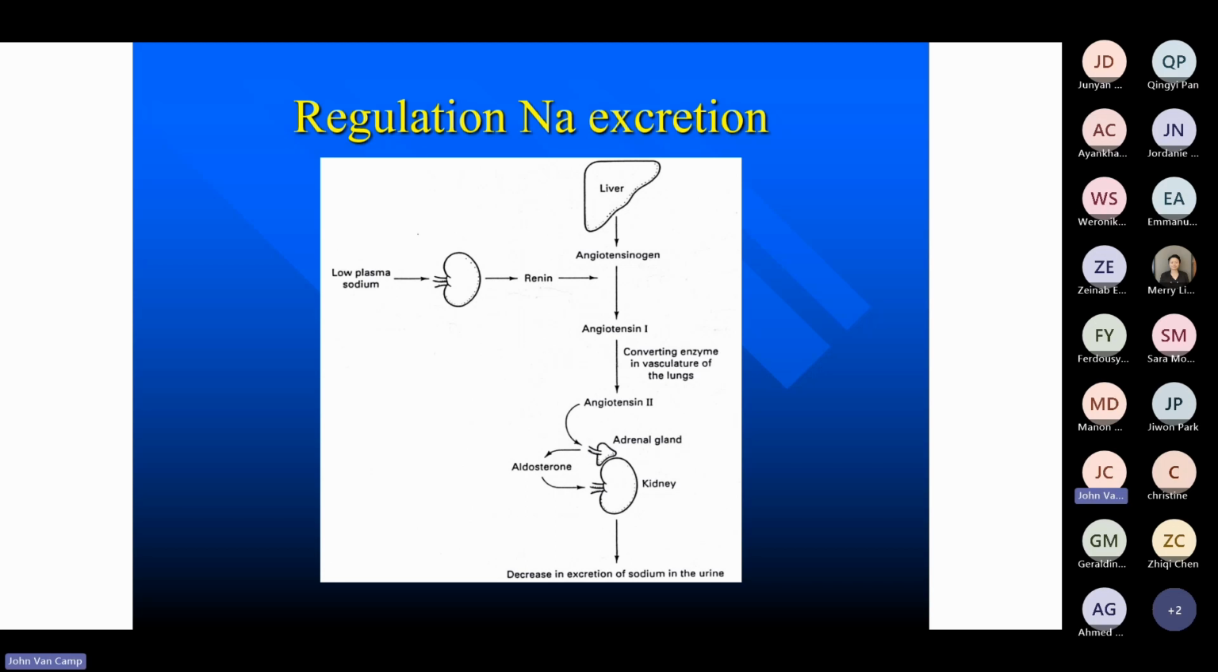So when you're low in blood pressure, low in plasma sodium, you get more absorption of sodium by the GI tract and less loss of sodium by the urine. And in case the blood pressure is high, the mechanism is just reversed. So all the hormones are gone, no absorption in the GI tract, and more release of sodium in the urine. That's how the system is regulated.